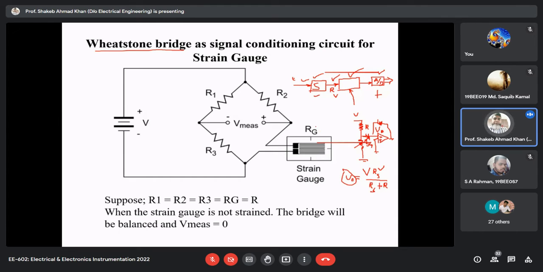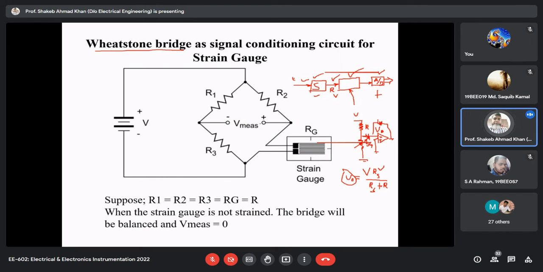So in deflection mode, initially your bridge is balanced. How can we make it balanced? It is very interesting, please listen carefully and try to understand. If you have any question, you can ask in between. Suppose initially when the strain gauge is in relaxed form, it is not subjected to a strain. At that time, if its resistance is 100 ohm, then we'll take 100 ohm resistances and connect them in the bridge configuration. So obviously your bridge will be balanced and this voltage will be zero.